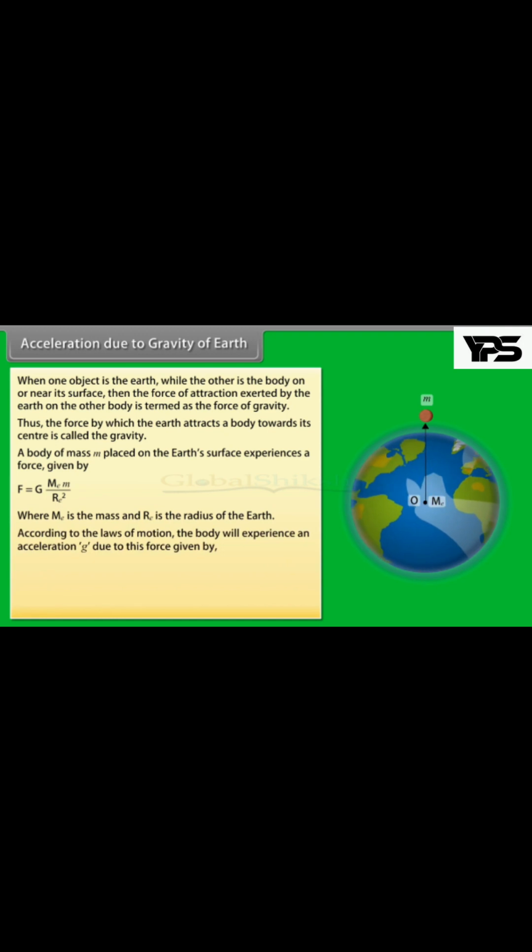According to the laws of motion, the body will experience an acceleration g due to this force, given by g is equal to G into Me divided by Re square. Acceleration due to gravity below and above the surface of Earth. The value of g varies from place to place on the surface of the Earth and also as we go above and below the surface of the Earth.